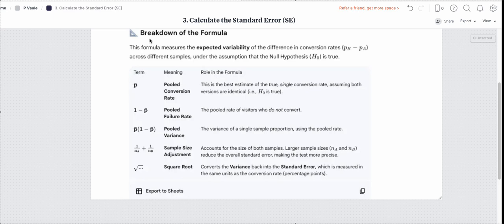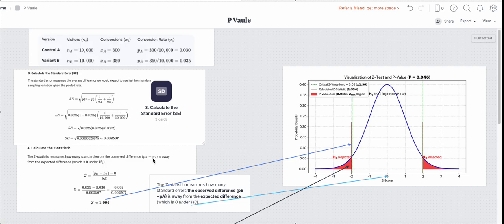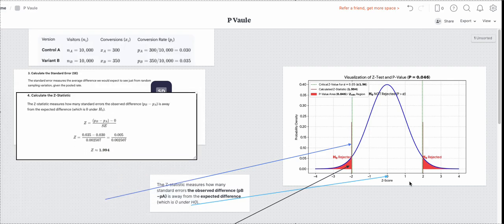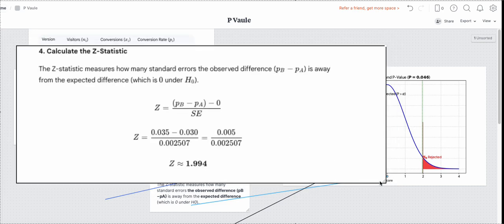So this formula breakdown is basically under the assumption that the null hypothesis, which is quote unquote H0, is true, right? That's the standard error calculation. Then we calculate the z value, which is this one. I'm going to make this a little larger so you can see. The z statistic measures how many standard errors the observed difference is away from the expected difference, right? The spread away from the expected, I call it averages, but the expected is zero under H0, which is the null value, okay?